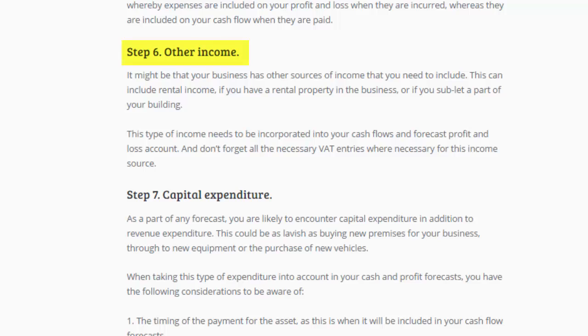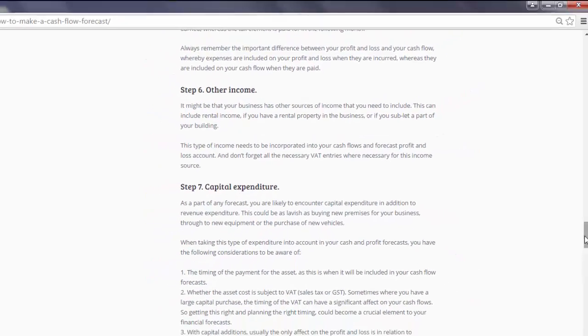Step 6 is other income. It may be that your business has some other income, and it may be, for example, you sublet your building, or if you own it, you let out a portion of it, or you may even have some investments. Just making sure that that income is incorporated within your cash flows and profit forecasts. And of course taking into account any VAT or sales tax within that too.